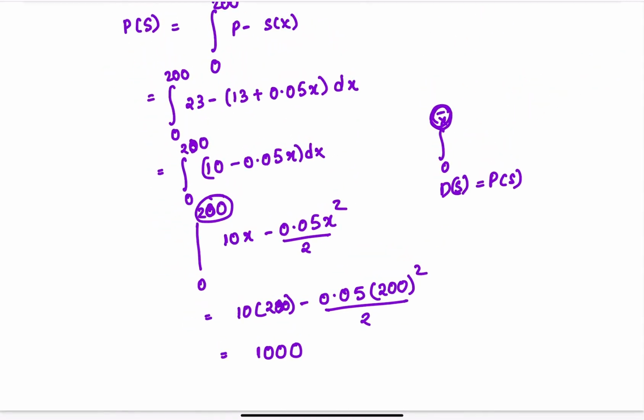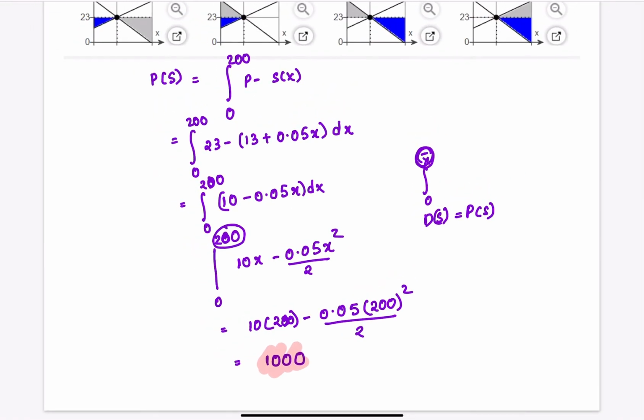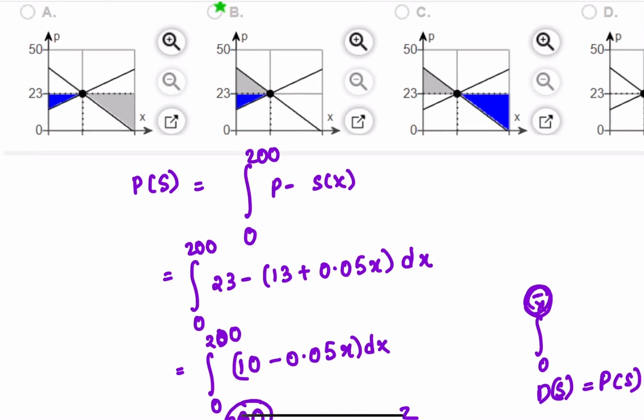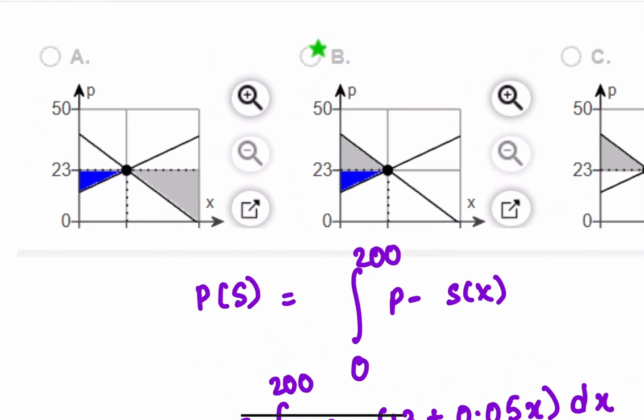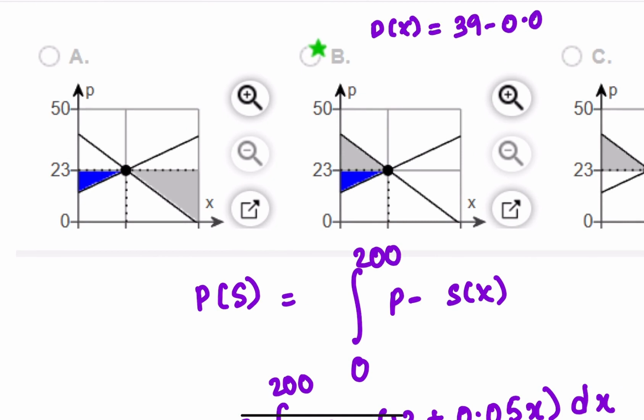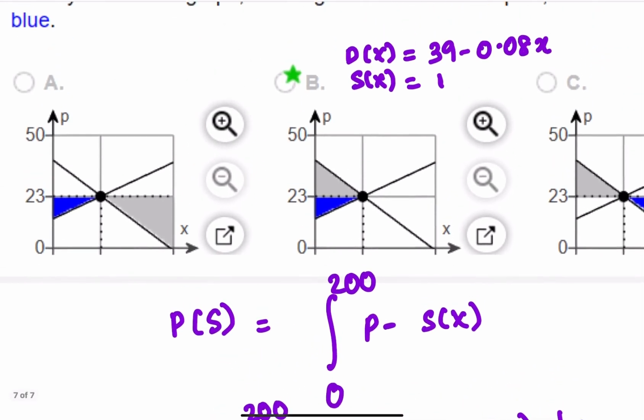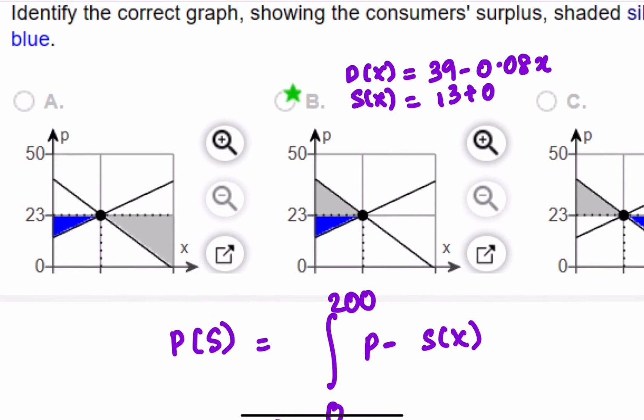So my consumer surplus is 1,600 and my producer surplus is 1,000. Now let's take a look at the graphs. Let me show you the easiest way to think about the graphs. My dx was 39 minus 0.08x. My sx is, what was that? Yeah, 13 plus 0.05x.